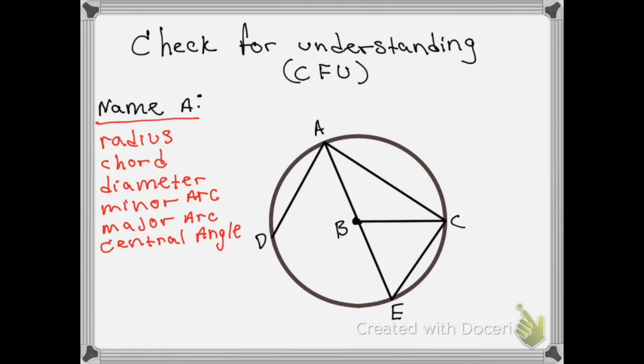So here's a check for understanding, okay? You're going to have to name a radius, a chord, a diameter, a minor and a major arc, and also a central angle, okay? So this is your check for understanding. As soon as you're done with this piece, call me over so I can check your work.